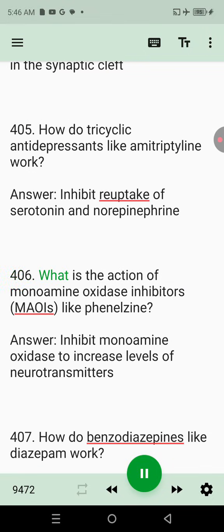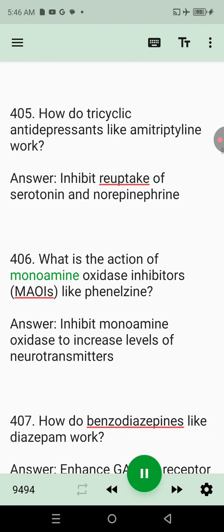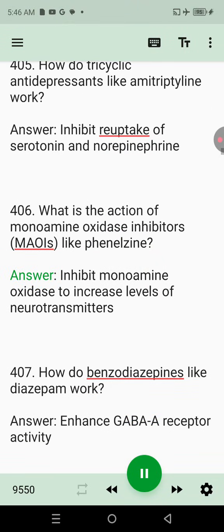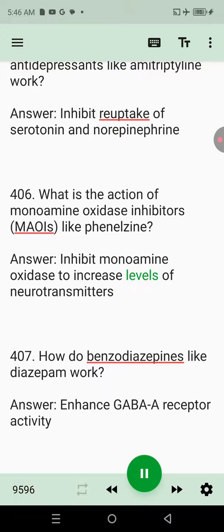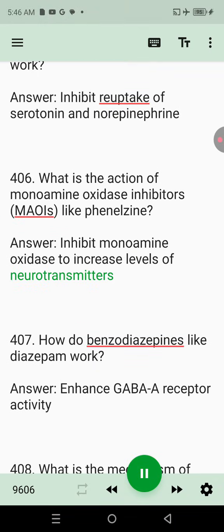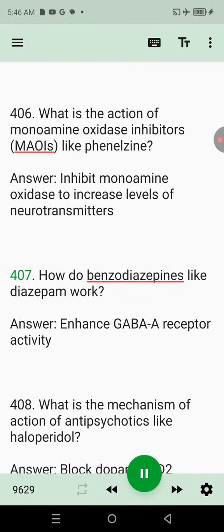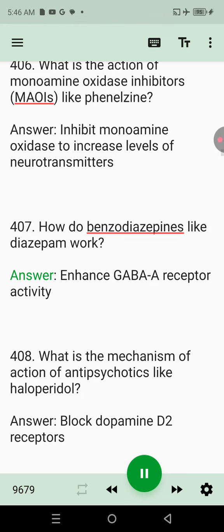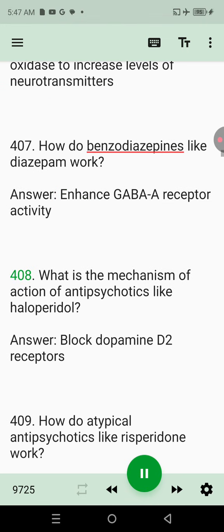406. What is the action of monoamine oxidase inhibitors, MAOIs, like phenelzine? Answer. Inhibit monoamine oxidase to increase levels of neurotransmitters. 407. How do benzodiazepines like diazepam work? Answer. Enhance GABA receptor activity.